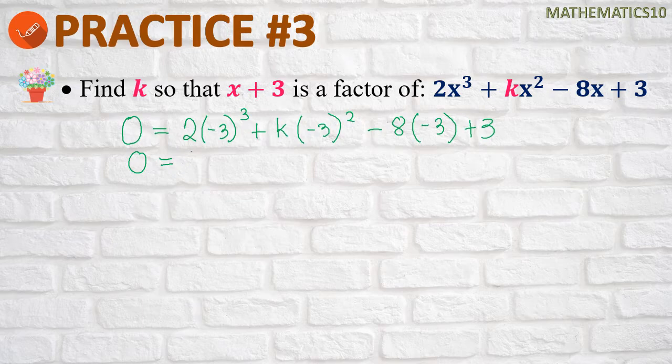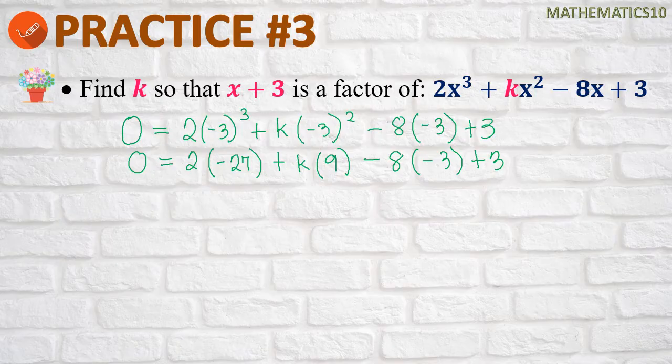So we have here 2 times negative 3 raised to 3, negative 27, plus k times negative 3 raised to 2, that would be positive 9, minus negative 8 times negative 3, but anyway, we are going to process this later. I'll just do it one by one so that it is simpler for you to process if it is step by step.